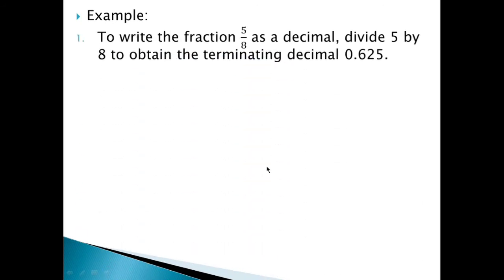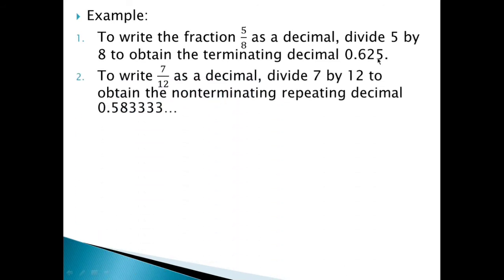Okay, so let's proceed to the given example. Number 1, to write the fraction 5 over 8 as a decimal, divide 5 by 8 to obtain the terminating decimal, which is 0.625. So, sa calculator nyo, i-divide nyo lang to. 5 divide nyo sa 8. So, the result will be 0.625.